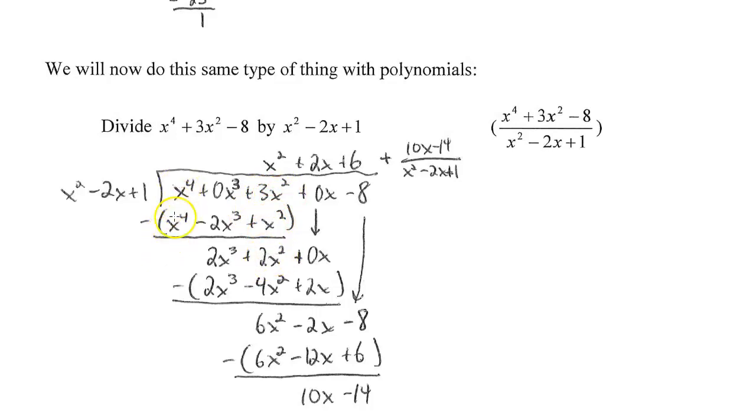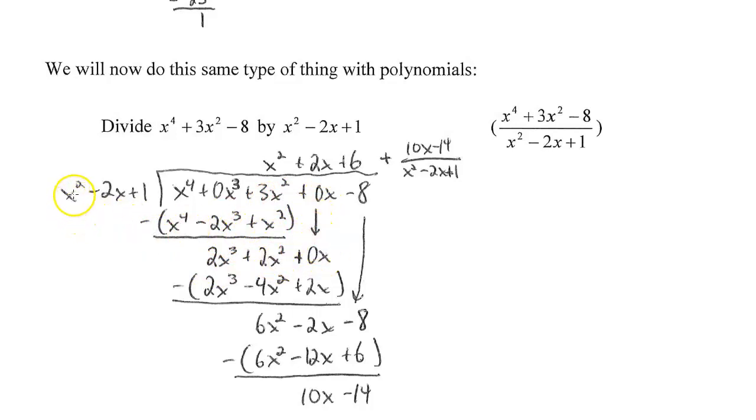By the way, these things should always disappear. You have x to the 4th minus x to the 4th, that goes away. But you have 0x cubed minus a negative 2x cubed, that's positive 2x cubed. You have 3x squared minus a 1x squared, that's 2x squared. Then you bring down the next thing, which is 0x.